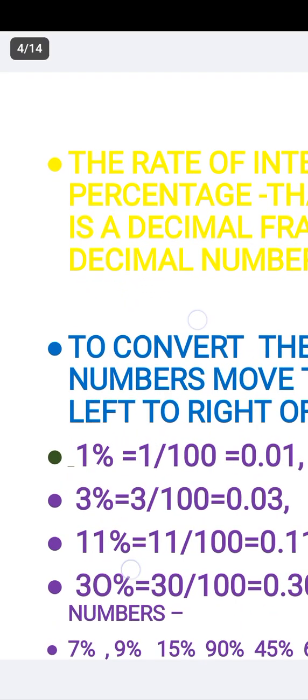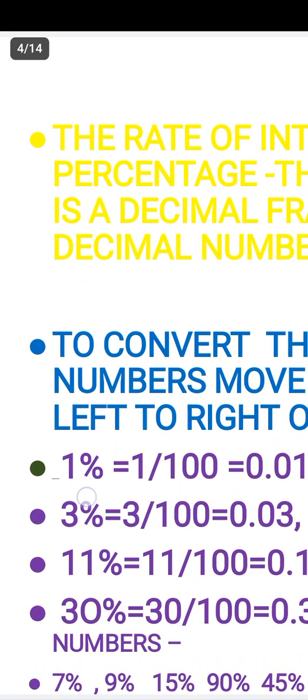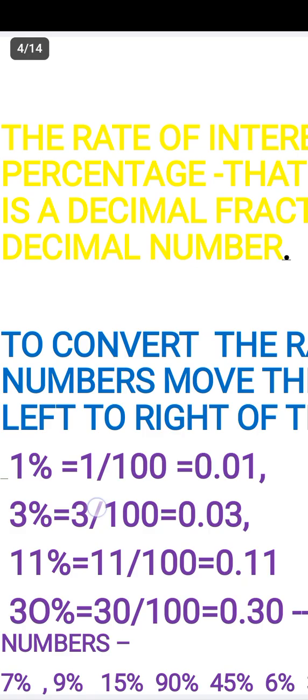0.01, as you can see on the screen here. Now 1% is equal to 1 over 100. And because it is 100, we only deal with what? Powers of 10. The power of 10 in 100 is 2, which is 10 raised to the power of 2.